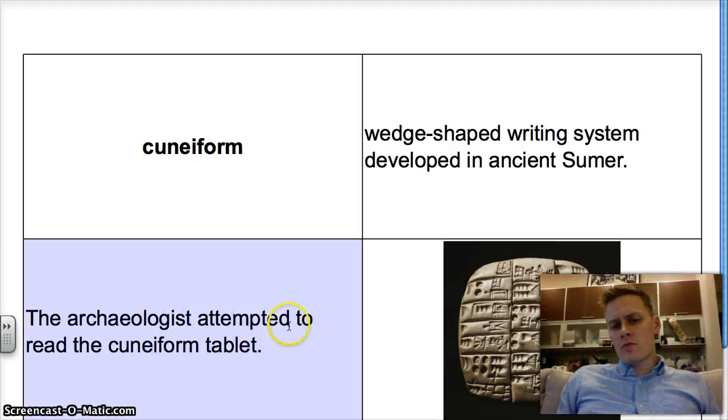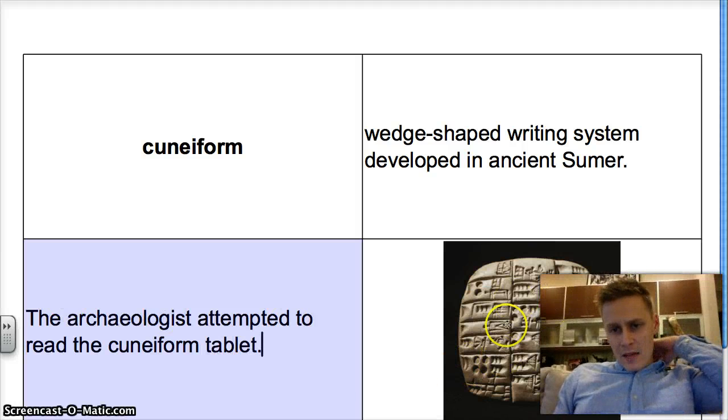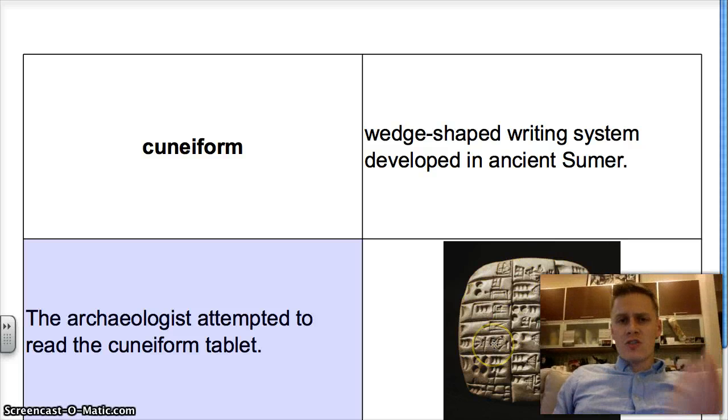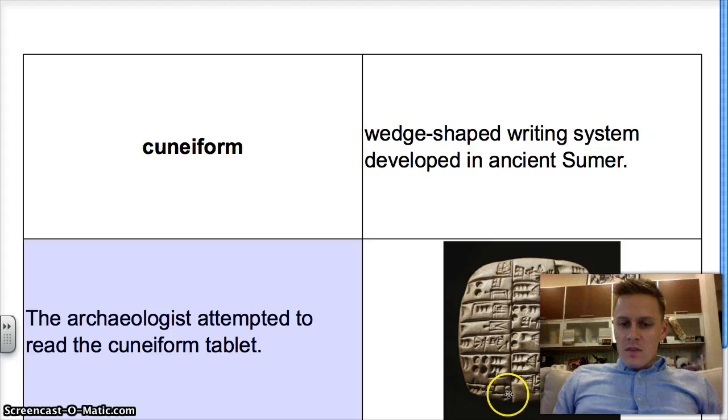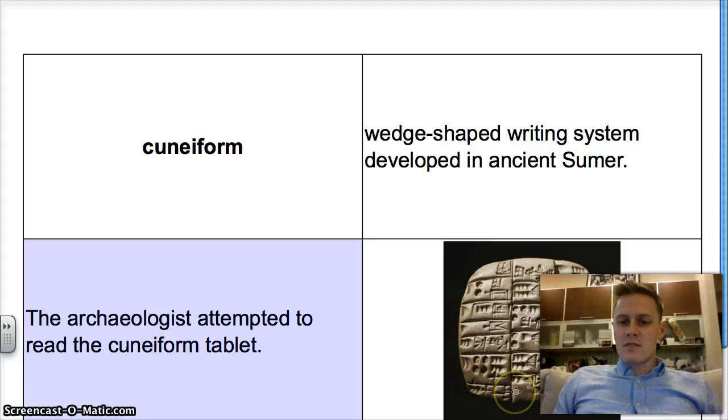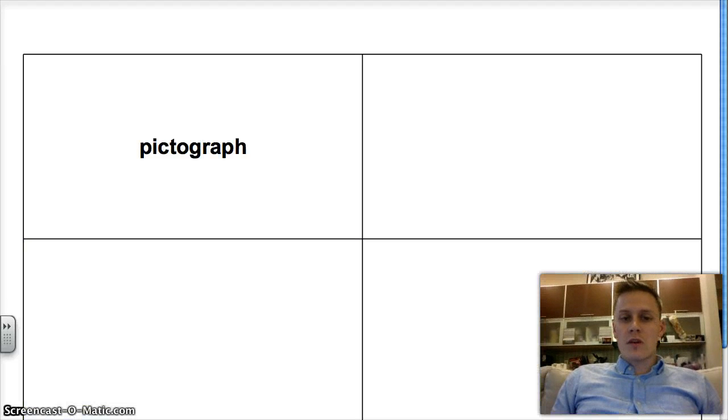Now, cuneiform was written on a piece of clay tablet with a sharp reed stylus. The reason it's called wedge-shaped is because if you look over at some of these cuneiform markings, they oftentimes have this triangle wedge shape, and that's because they were pushing into the clay with their reed stylus, so it left a wedge, or a triangle shape.